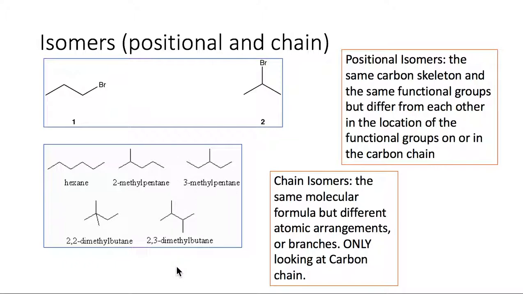I hope that's clear, okay? You're just looking at the differences between the carbon chain and whether you have more branches or not. You're not looking at the position of the functional groups. That will be positional. You're looking at the atomic arrangement or branches of carbon for a chain isomer. Okay, I got really excited about talking about positional and chain isomers, but let's move on.